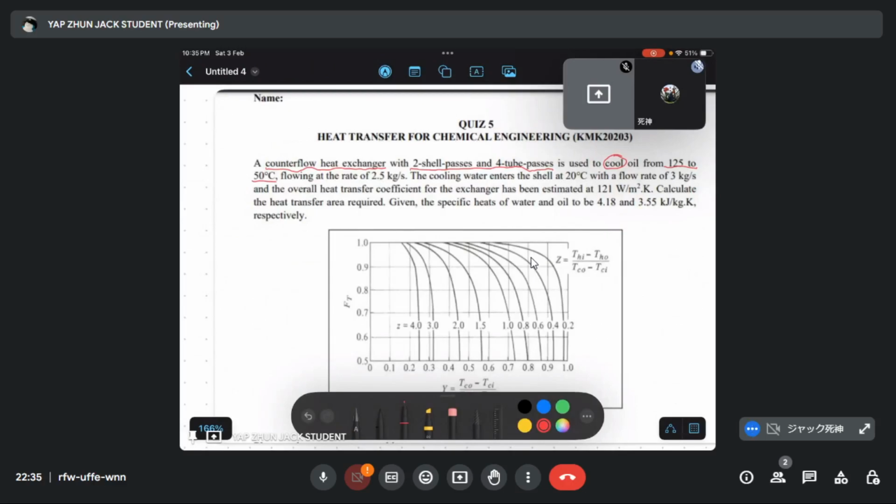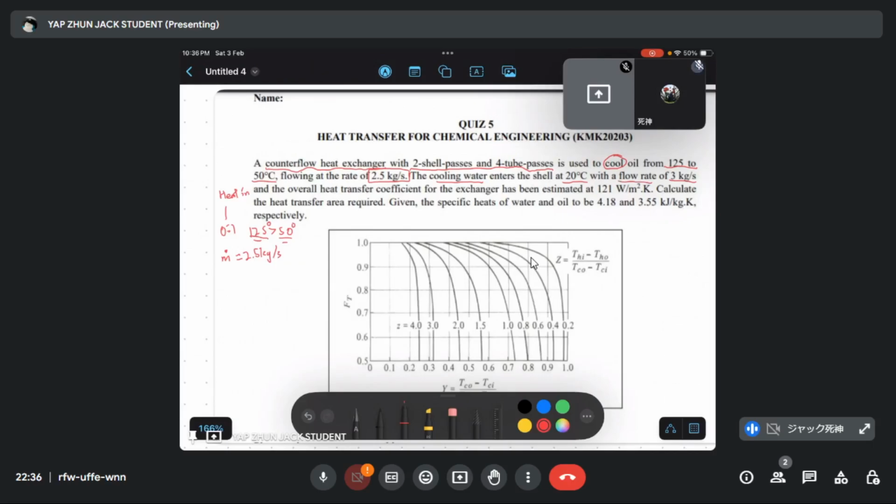We also have the flow rate at 2.5 kg per s. This is the mass flow rate, which means your m dot equals 2.5 kg per s. Okay, then your medium is oil, 125 to 50. So we know that your oil is actually the heat input. Why? Because it gets cooled down. The cooling water enters the shell at 20 degrees Celsius with a flow rate of 3 kg per second. Okay, you need to highlight that also.